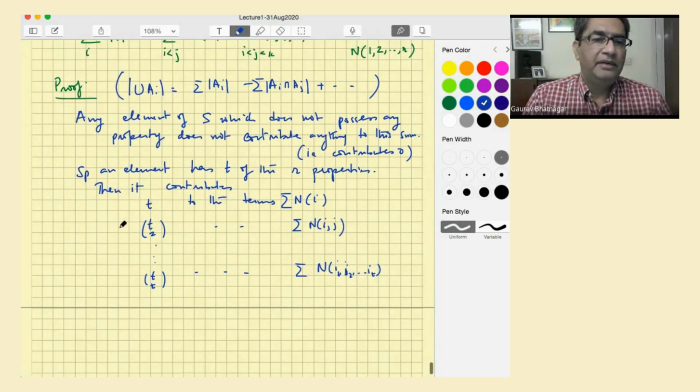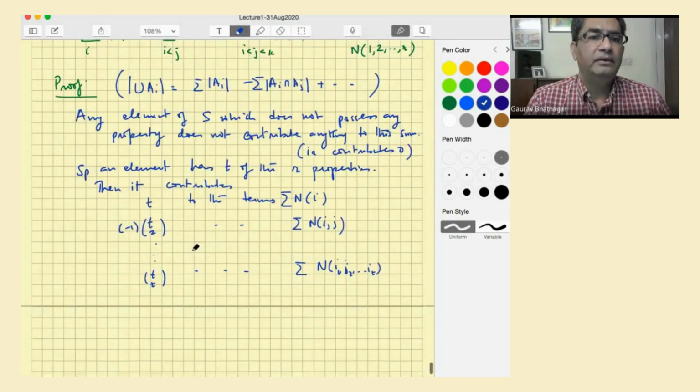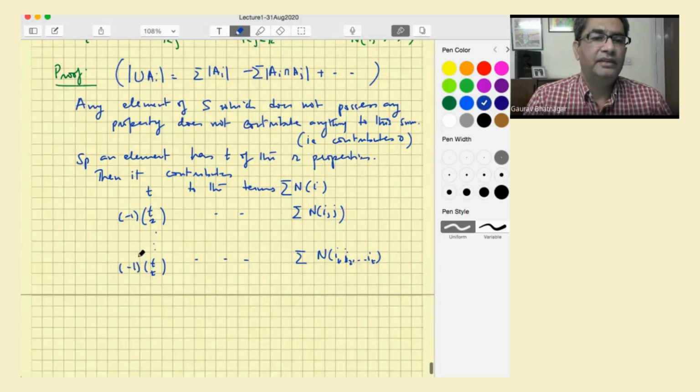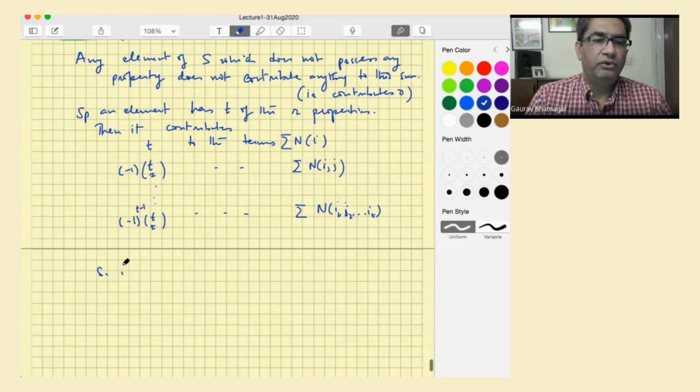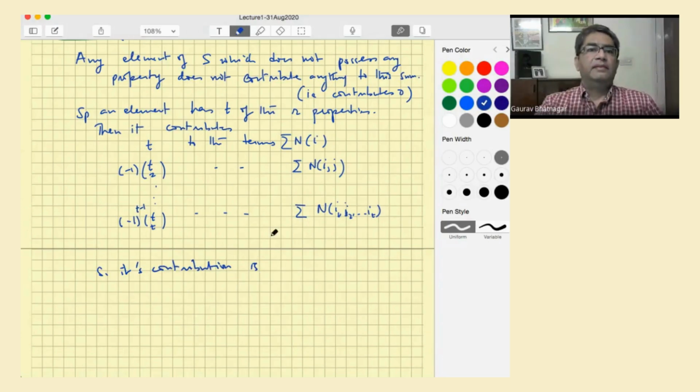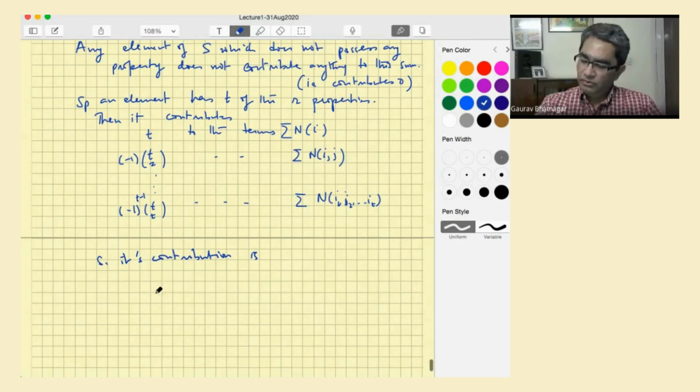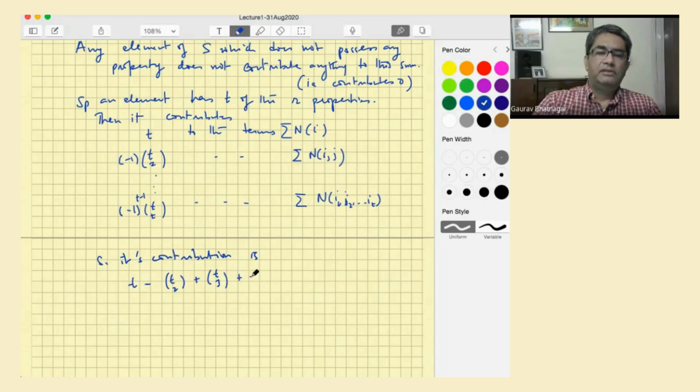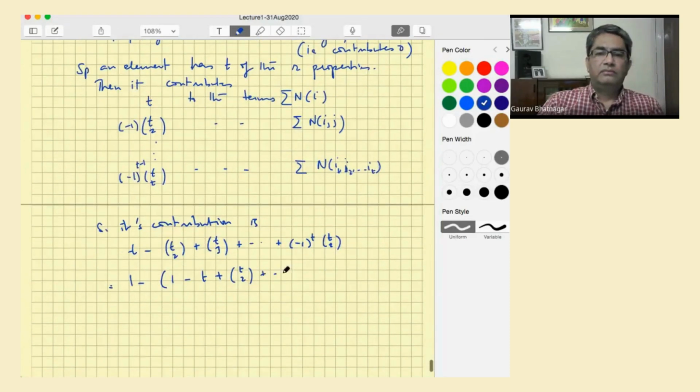It contributes t, but here it contributes with a minus sign, and all of them have some kind of sign. So what is its total contribution? You sum up all these things: t minus t choose 2 plus t choose 3 plus so on, up to (-1) raised to t minus 1 times t choose t, or 1 minus (1 minus t) plus t choose t. So this is t minus 1 here.